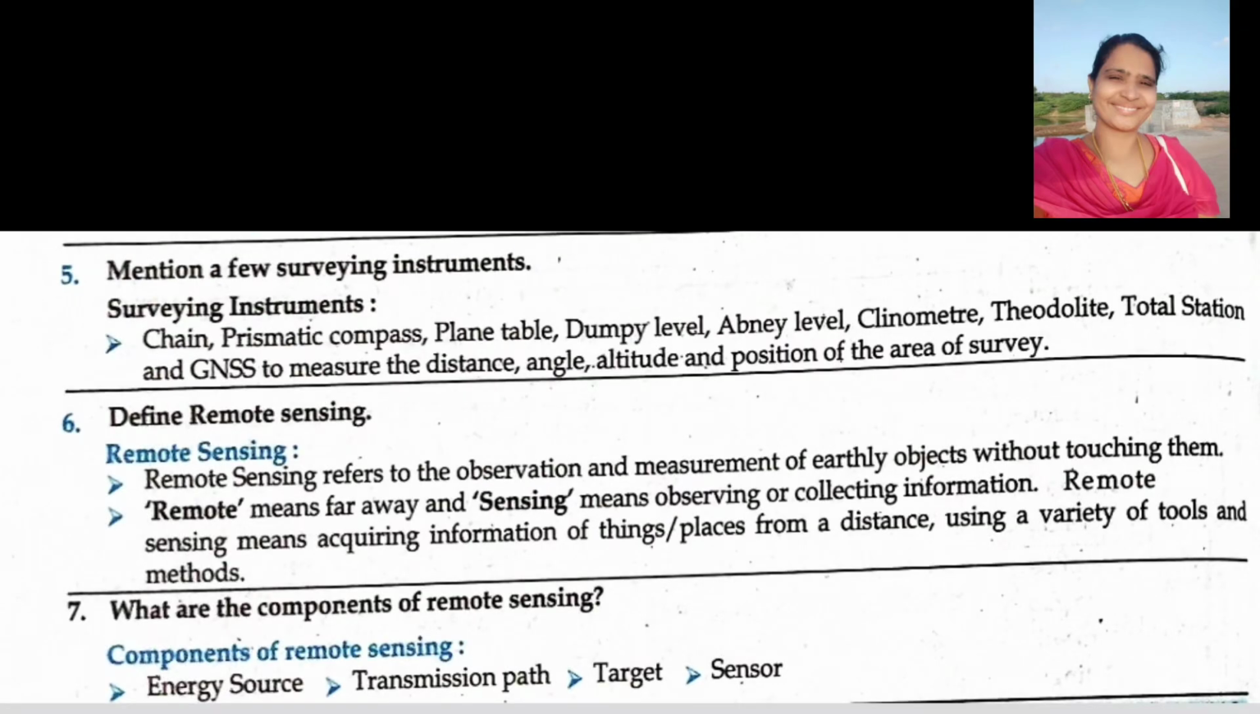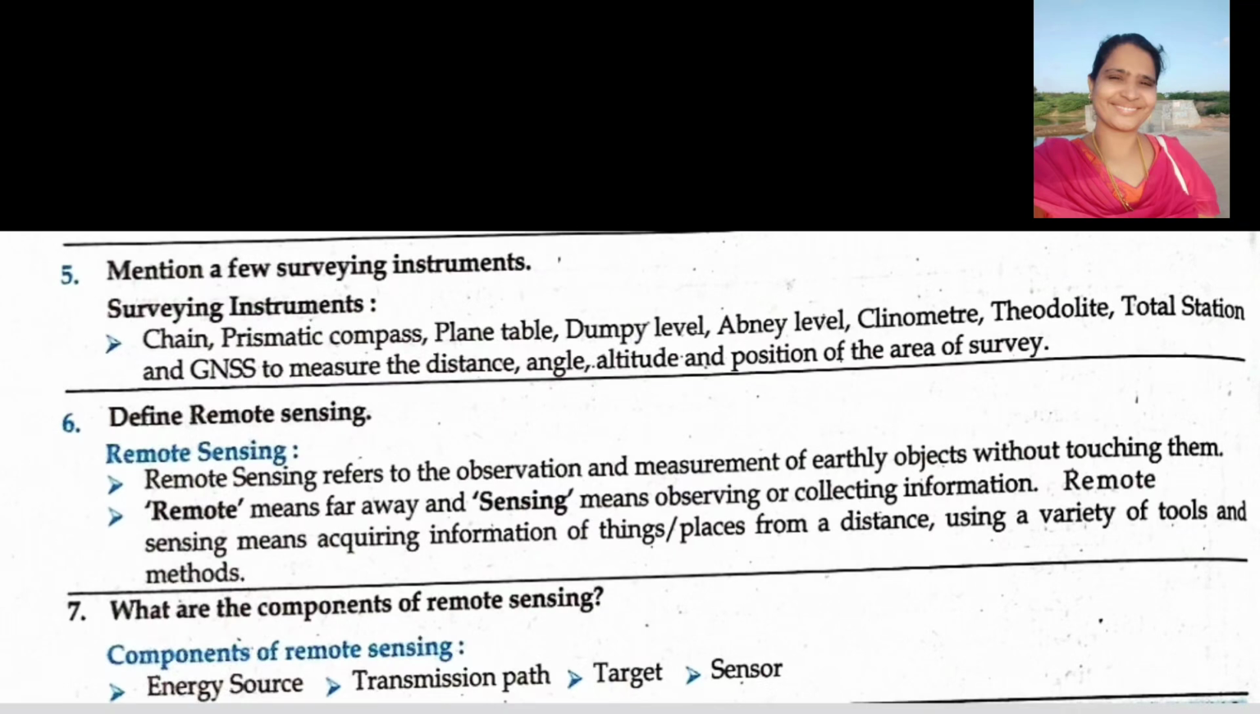Next one, mention a few surveying instruments. Surveying instruments: chain, prismatic compass, plane table, dumpy level, Abney level, clinometer, theodolite, total station, and GNSS to measure the distance, angle, altitude, and position of the area of survey.